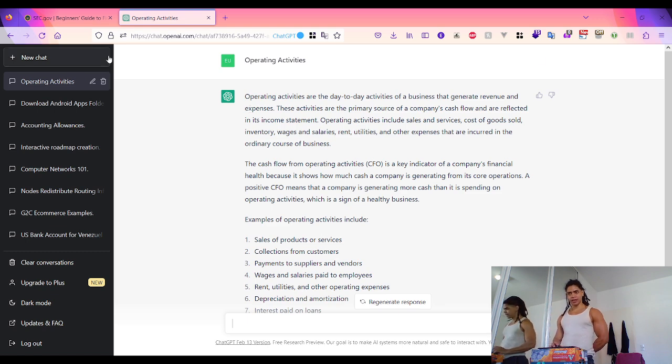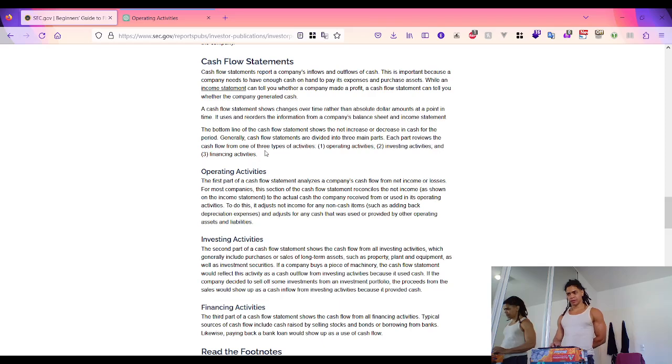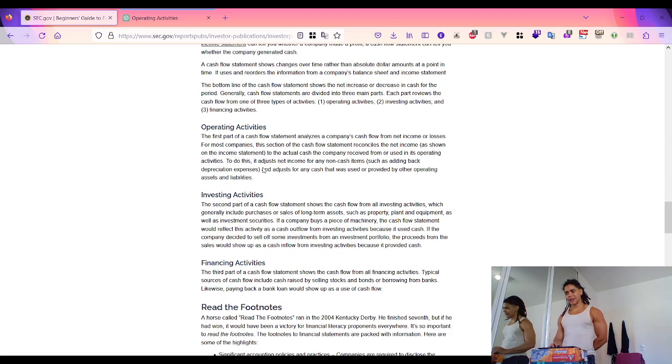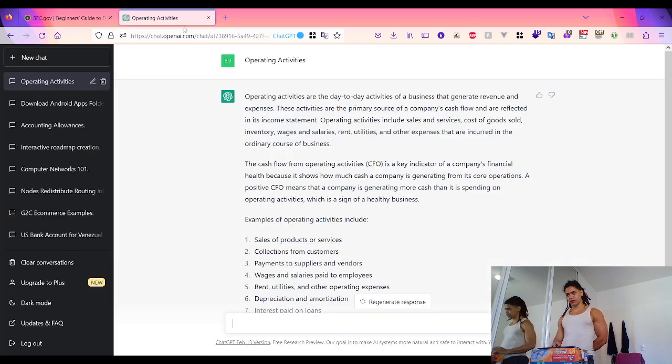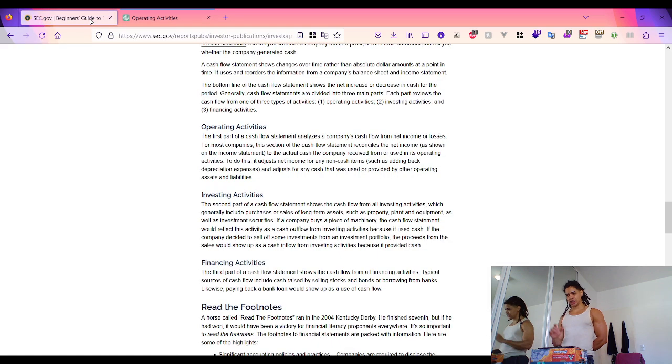That allows the business to run. So this is operating activities: the day-to-day activities of a business that generate revenue and expense.